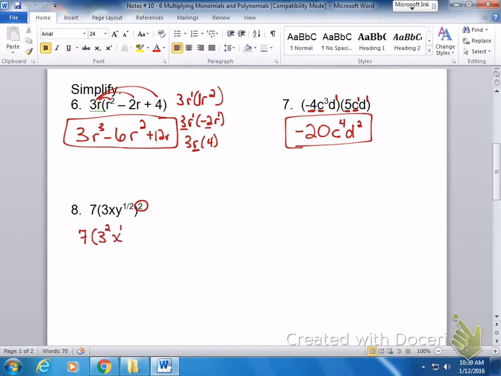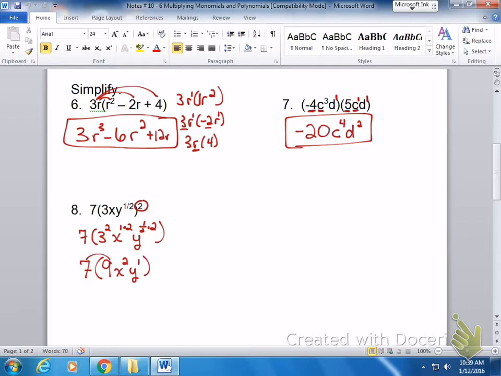But I'm going to have x to the first, and since we're raising it to a power, we multiply our exponents. So I have 1 times 2, and I have y to the 1/2 times 2. Now let's clean up the parentheses. 3 squared is not 6. 3 times 3 is 9. X to the 1 times 2, well, 1 times 2 is 2, so x squared. y to the 1/2 times 2, 1/2 times 2 is to the first.